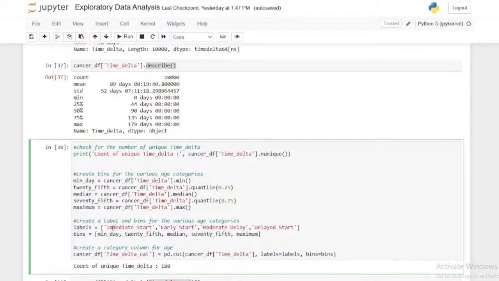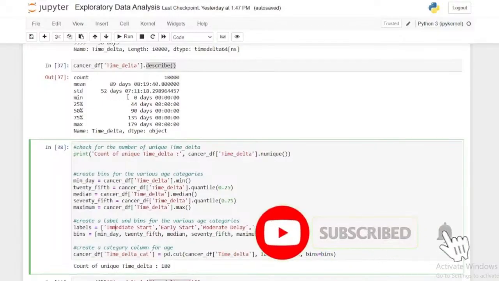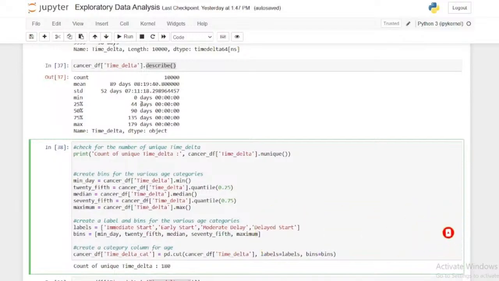Immediate starts are people who started from 0 days. So the day they found out that they had cancer, they started their treatment. So from 0 up until 44 days is immediate starts. Early start is from 45 days up until 90 days. Moderate delay is from 91 days to 135 days, while delayed start is from 136 days to 179 days.